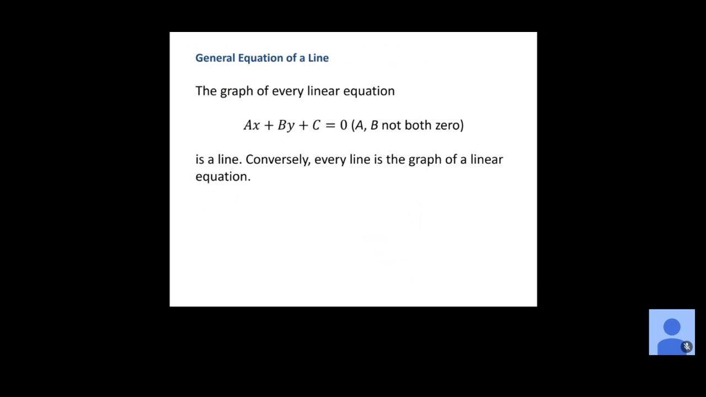All right, now the general equation of a line. So the general form here is going to be ax plus by plus c equals 0, where a and b cannot both be 0. Okay, so they could be one of them 0, but not both at the same time. Okay, but in general, that's going to be the equation of a line. Now, conversely, every line is the graph of a linear equation. Okay, so anytime you see a line, it's going to be the graph of a linear equation.